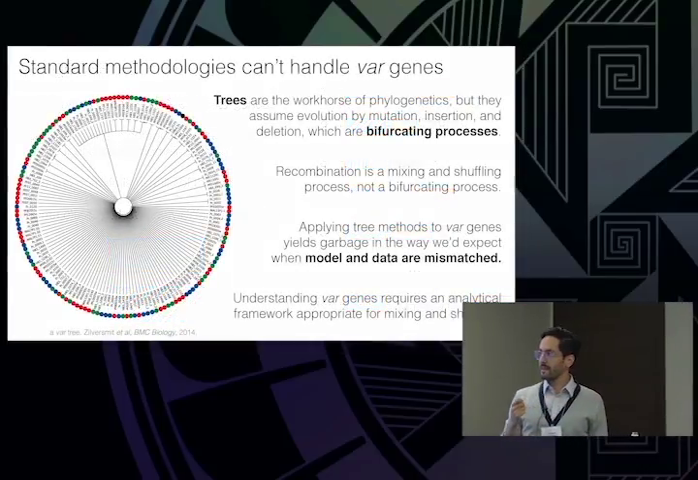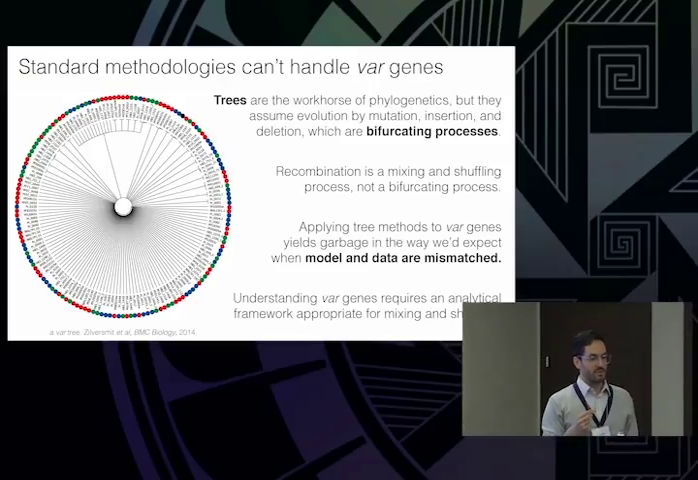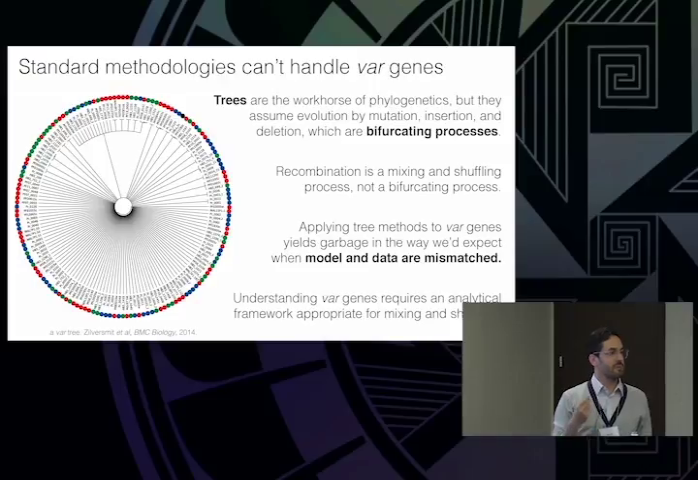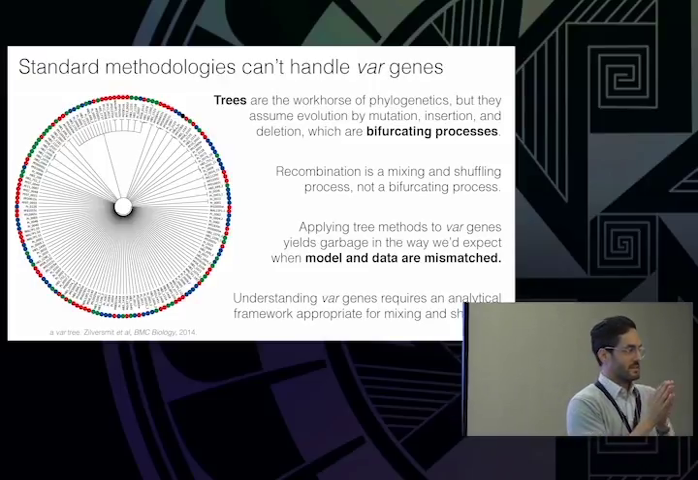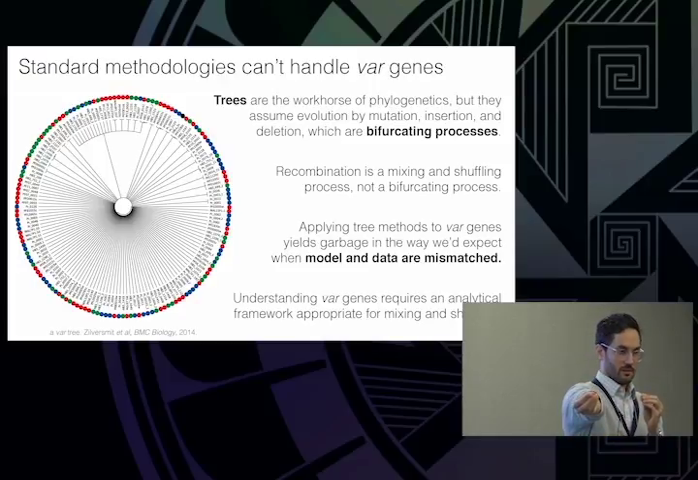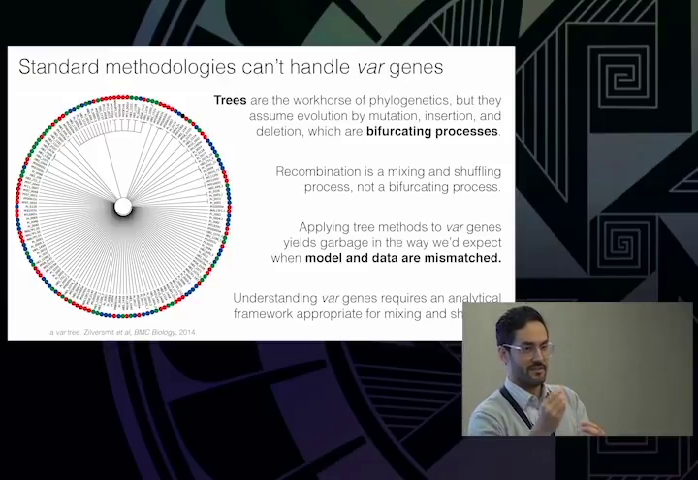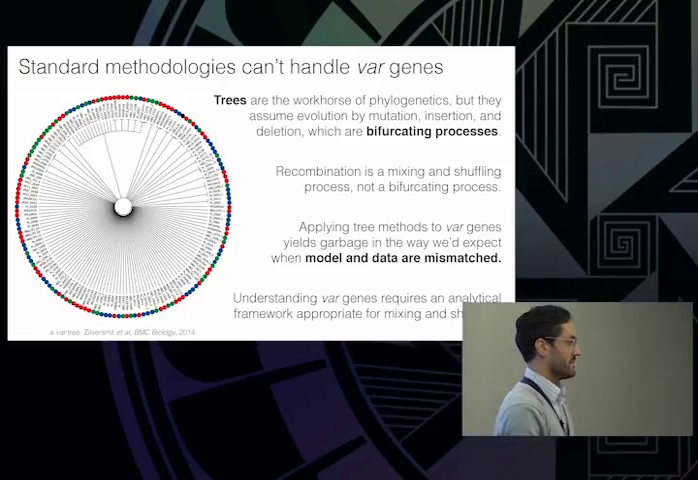The problem is that trees, which are really the workhorse of phylogenetics, assume evolution by mutation, insertion, and deletion, which are fundamentally bifurcating processes. So when I say they're bifurcating processes, what I mean is that, let's say we have a pool of genes, and they're all the same, right? And then one of them develops a mutation. So we can now split the population with the mutation and without the mutation. Now let's say that in those genes that have the mutation, a new mutation comes in. So now we have a new mutation as well, and then just the old mutation. So this is a splitting process, right?